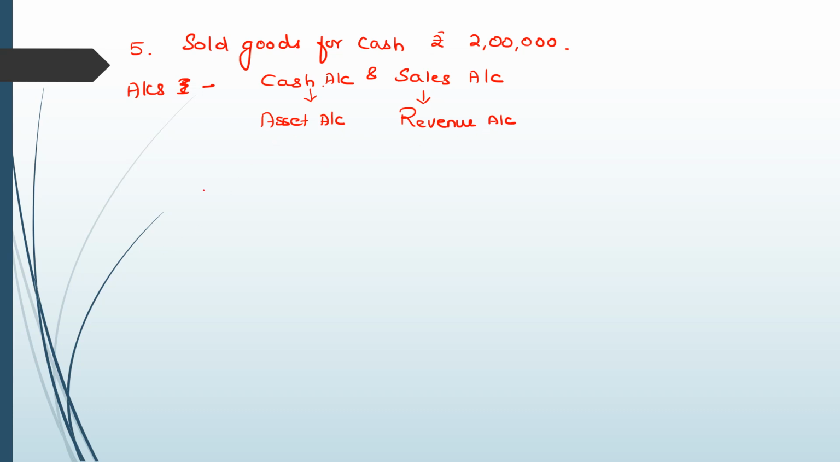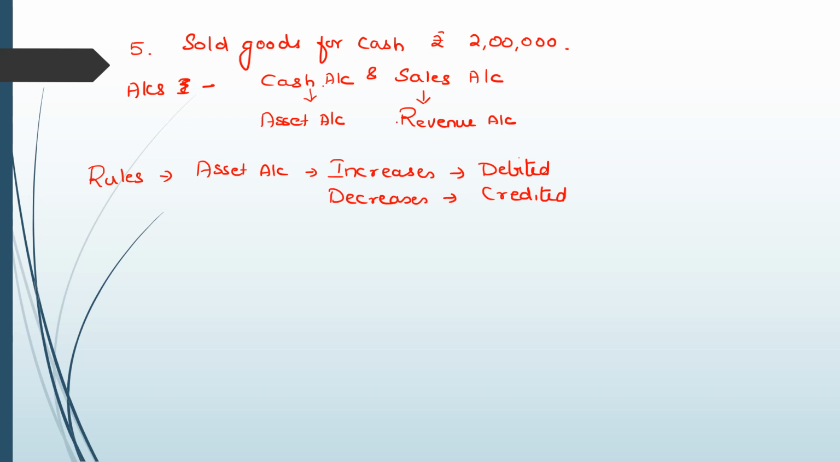So now once we have identified the type of account, we will again recall the rules associated with it. Asset account. By now you might be knowing this by heart. Asset account, increases are debited and decreases are credited. Now for the revenue account. Revenue account, what is done in case there are increases? Increases are credited and decreases are debited.